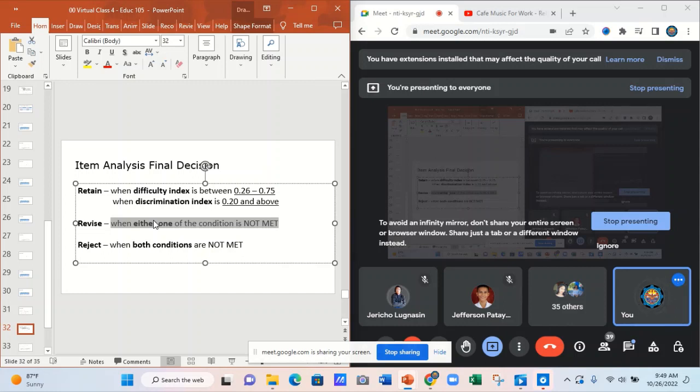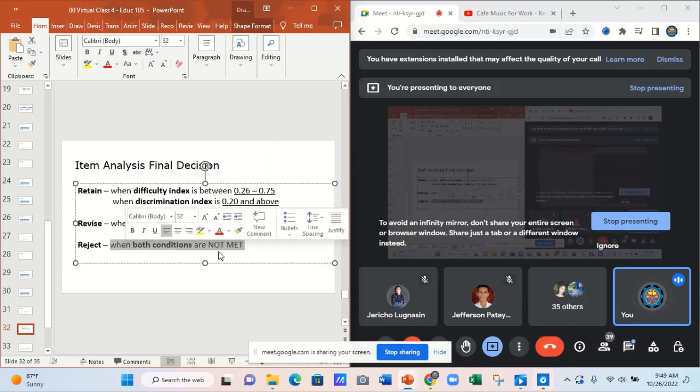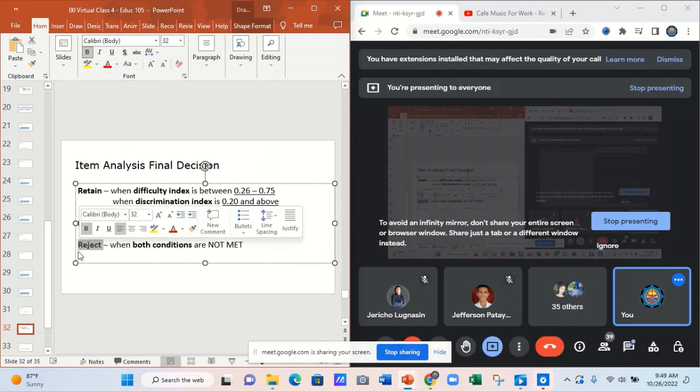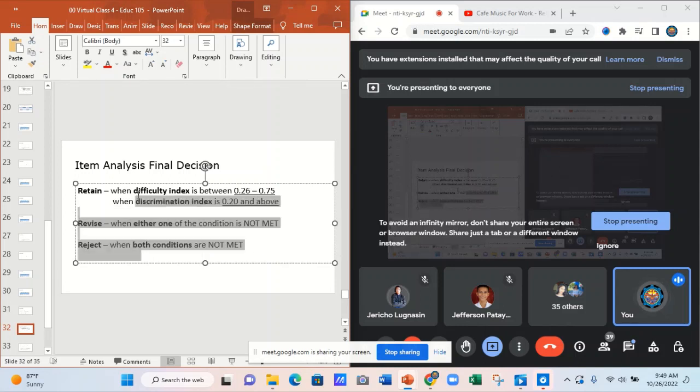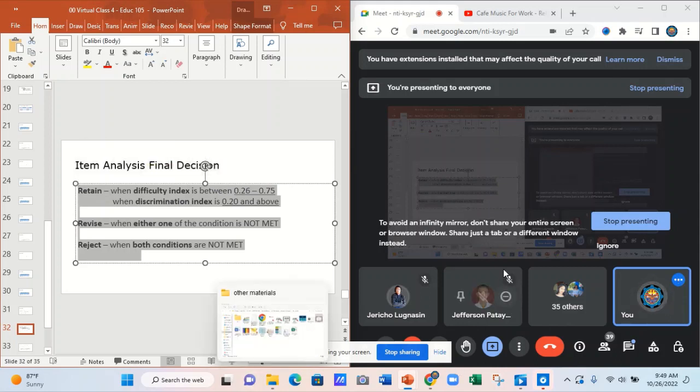Now, sir, what if neither of the two conditions is met? When both conditions are not met or not fulfilled, we reject the item. Automatically, we reject the item. So memorize this, because we have no open notes during the midterm exams. Okay, class. So again, it is understood now.